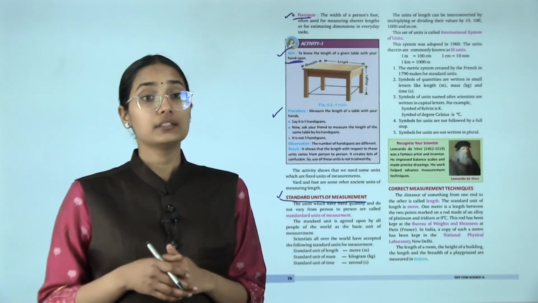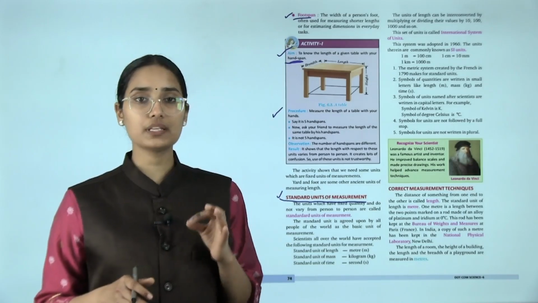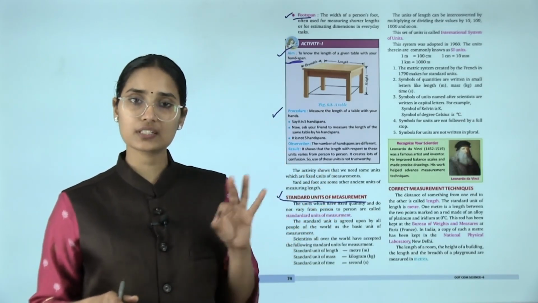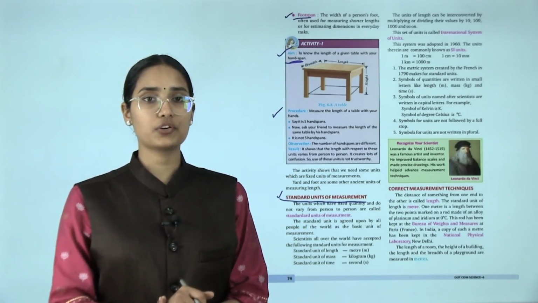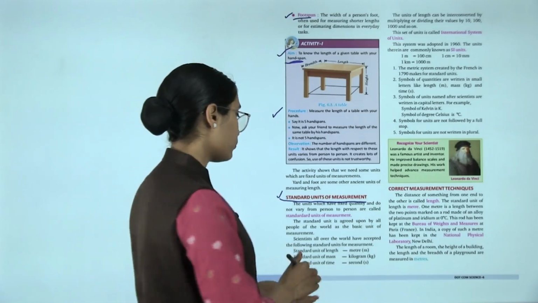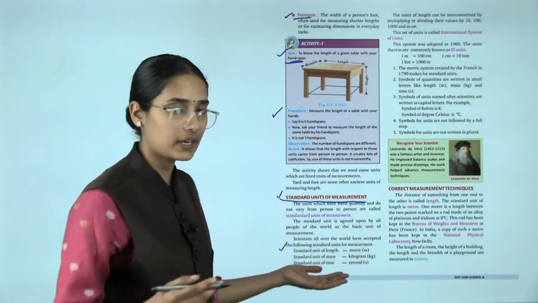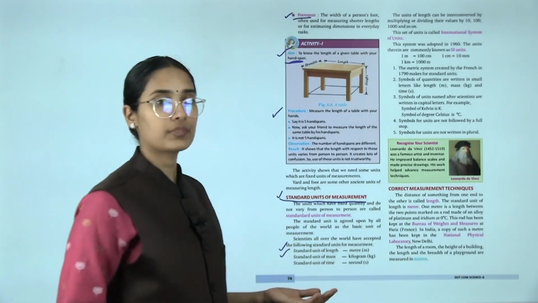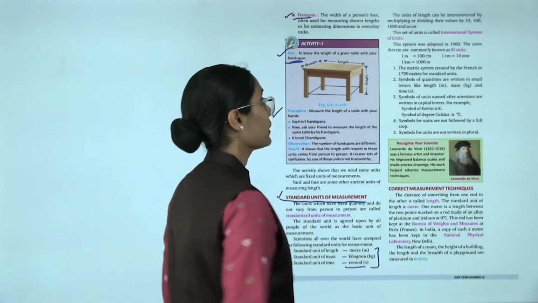volume, okay. The standard unit is agreed upon by all people of the world as a basic unit of measurement, right. So this is accepted across the world. Everyone accepts this. Scientists all over the world have accepted the following standard unit for measurement. So for measuring length, the standard unit is meter. The standard unit of mass is kilogram and the standard unit of time is second, okay.